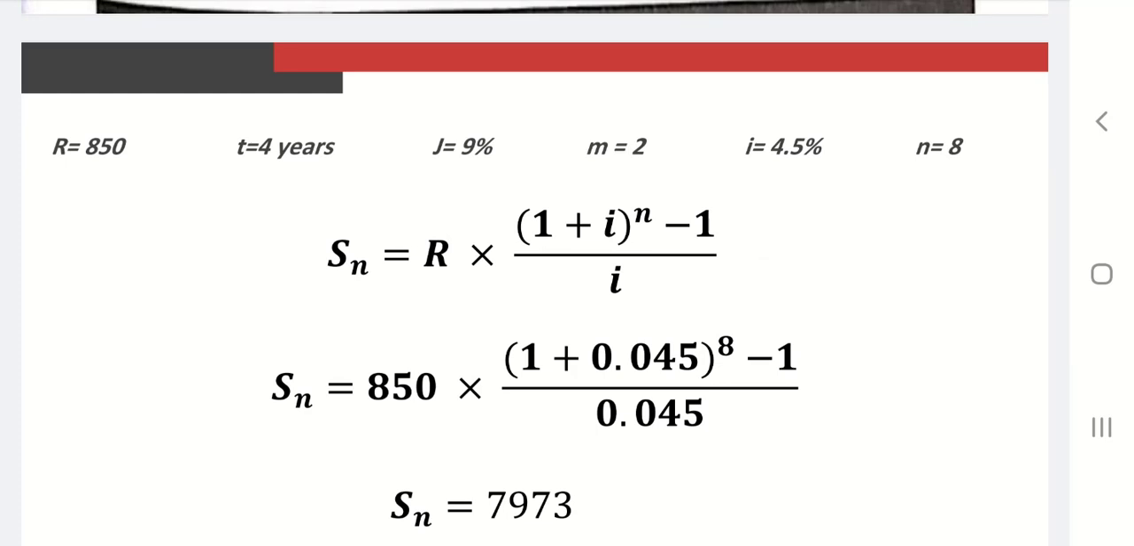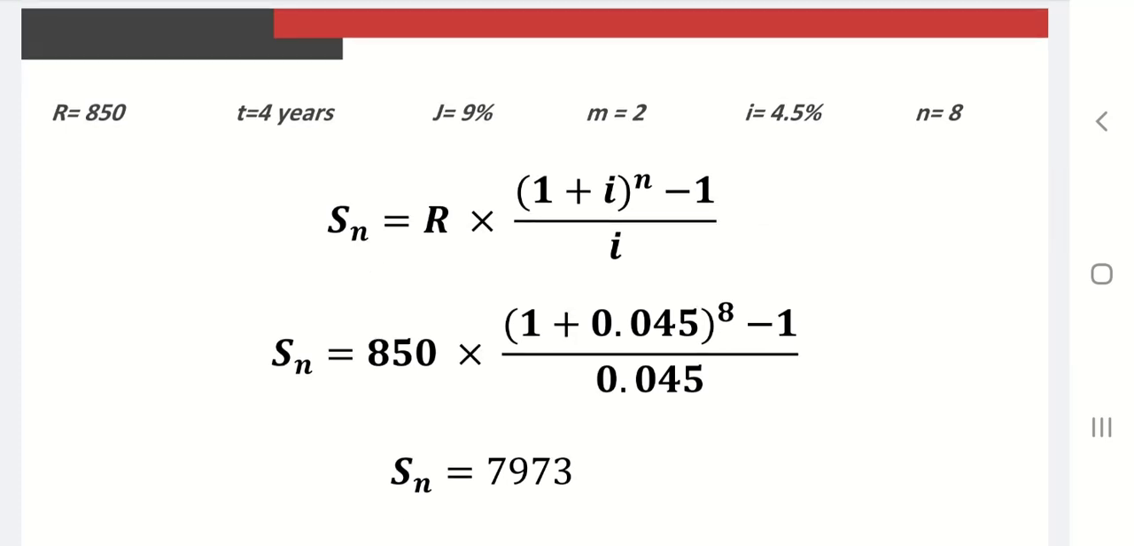By substituting for R equal 850, T total time equal 4 years, and J equal 9%, M equal 2, so I will be equal 4.5%, and N will be equal 8. In a formula, S sub N equal R times 1 plus I to power N minus 1 over I, so S sub N will be equal 7,973.